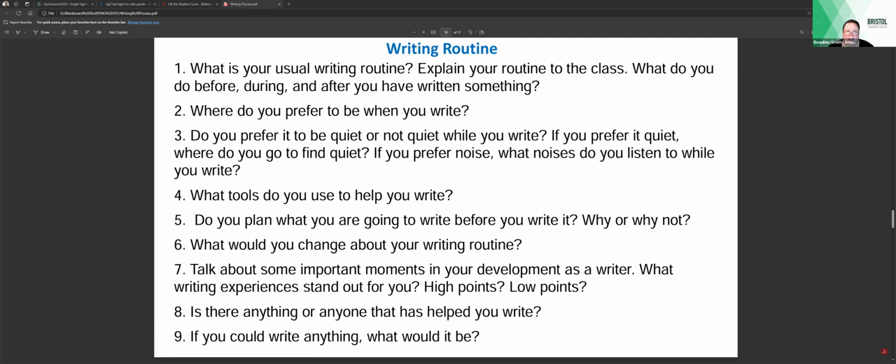Writing routine, this is actually a discussion that either you are having in class or you are going to be doing on the discussion boards. A writing routine is basically the different steps that you take in order to write something. And your goal is to either discuss with a partner, or if you're doing it on the discussion board, discuss what your writing routine is. Also think about what changes you might make to the writing routine that you currently have.